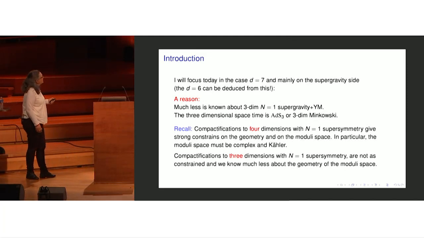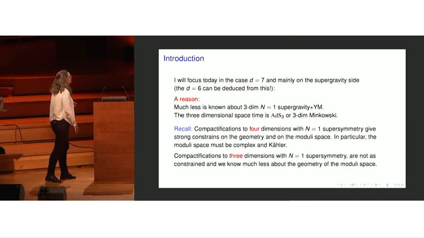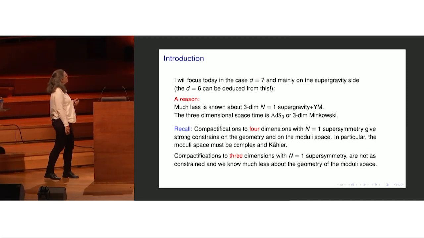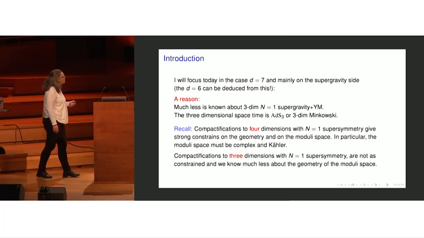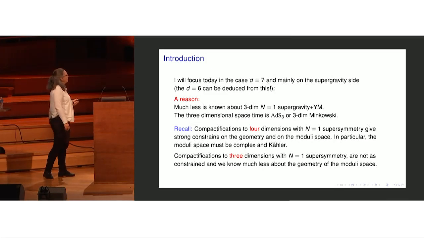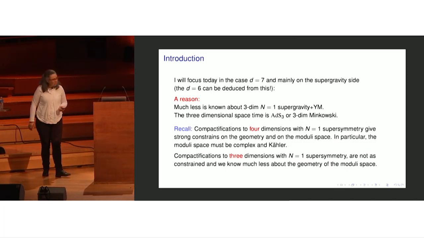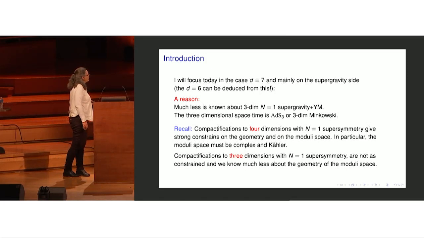Another interesting reason is that you can decompactify one of these dimensions and go to the 4-dimensional theory, and this leads to theories with half supersymmetry. So there are really minimal amounts of supersymmetry. Recall that compactifications to 4 dimensions with N equals 1 supersymmetry give strong constraints on the geometry already, the geometry of the moduli space. In particular, the moduli space, for example, must be complex and Kähler. Compactifications to 3 dimensions with N equals 1 supersymmetry are not as constrained, and we know much less about the geometry of these moduli spaces.